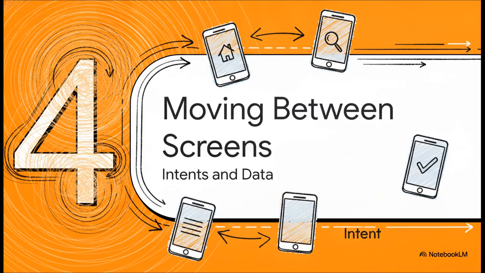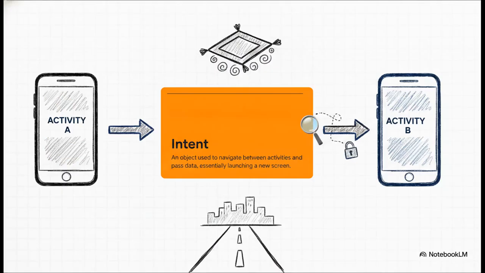Of course, a single actor does not make a play. Most modern apps have way more than one screen. So in section 4, let's talk about moving between screens with intents. The big thing here is understanding what an intent actually is. Think of it as a magical transportation system. It's an object that tells the Android OS that you have an intent to do something.